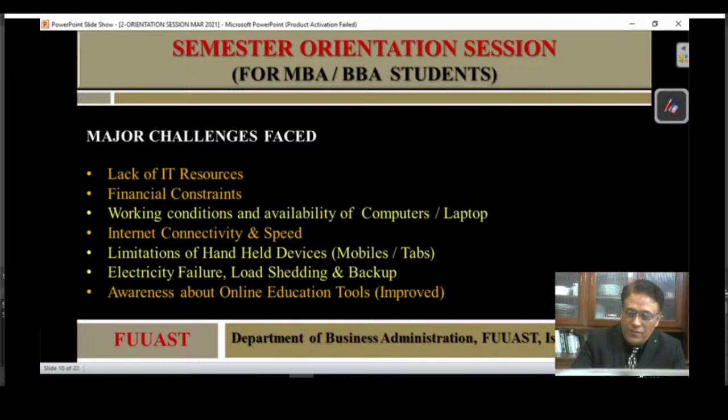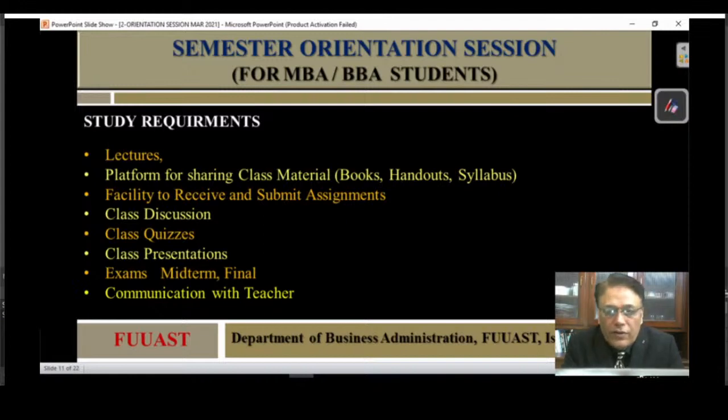Next, I would like to discuss the study requirements generally in the semester system. We conduct the lectures. Teachers share materials with the students in terms of handouts, syllabus, and books. The students also receive assignments and submit them. There are class discussions, class quizzes, presentations, and midterm and final term exams. And there is a facility for the students to communicate with the teacher. So these are the general functions that we perform during our semester.